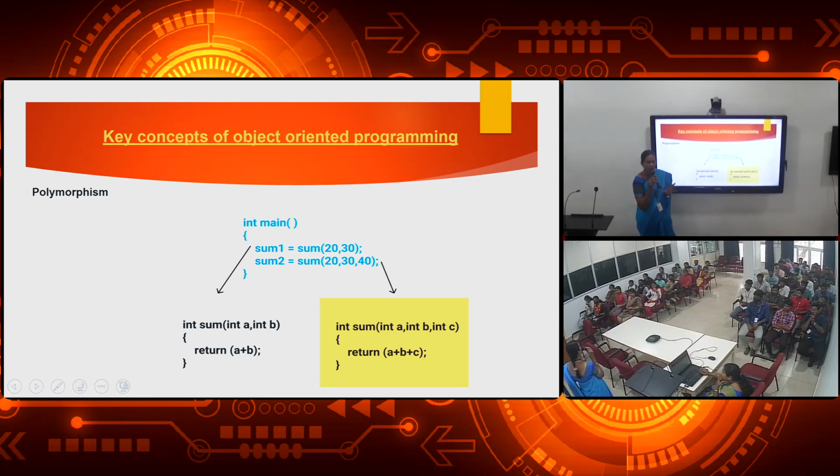A group of functions share the same name, and the appropriate function is differentiated from one to another based on the number of arguments and data type of the arguments, but not based on the return type of the function. Clear? This is function overloading. This is an example of compile time polymorphism.